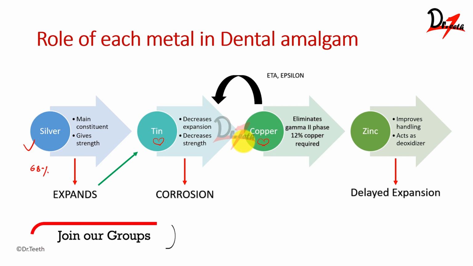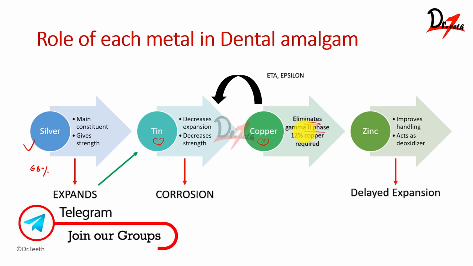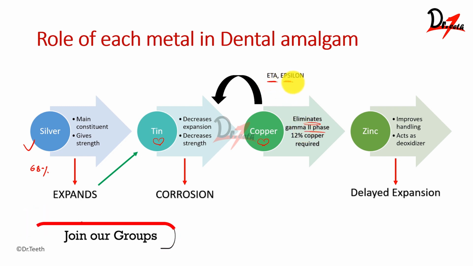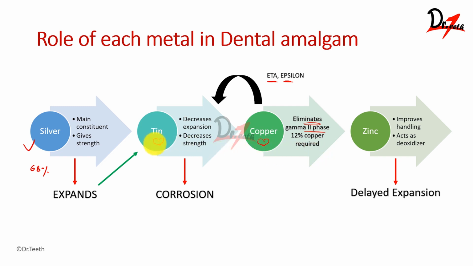So what does the copper do? It eliminates the gamma 2 phase and it forms the eta phase or the epsilon phase, also called the copper tin phase. And for this to happen, we need around 12% copper. That is why high copper amalgams are recommended, because copper can react with the tin and decrease the gamma 2 phase, which was a problem, right?